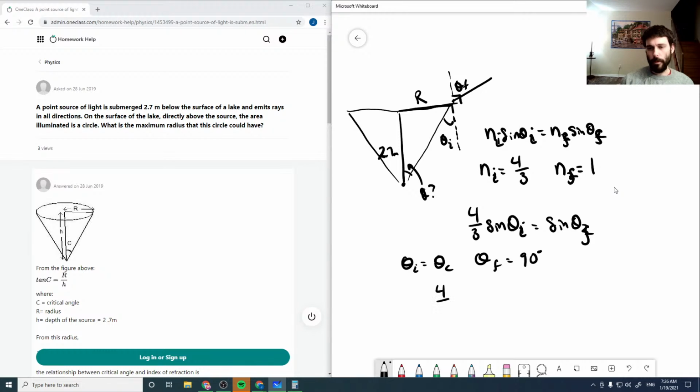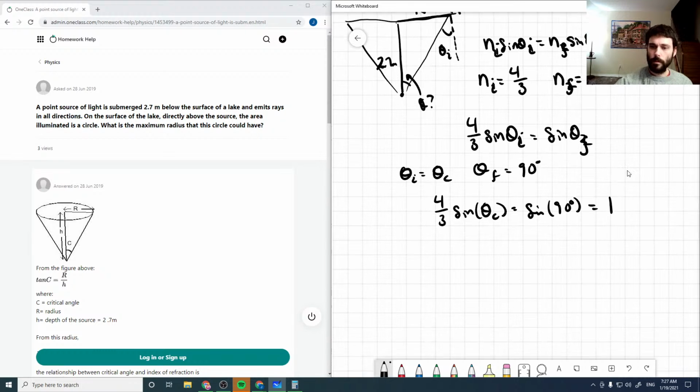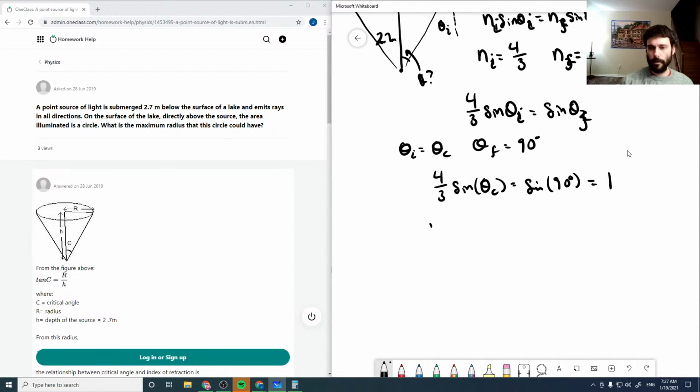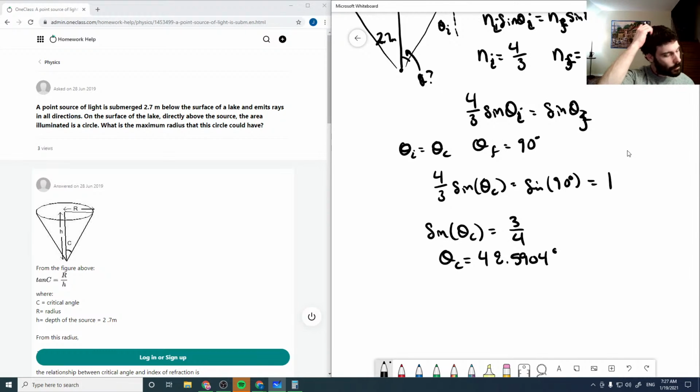So theta I is our critical angle when theta F is equal to 90 degrees. So then we have 4/3 sine of our critical angle is equal to the sine of 90 degrees, which is just 1. So then the sine of our theta critical is just 3/4, or our critical angle is 48.5904 degrees. And so that's our maximum angle.